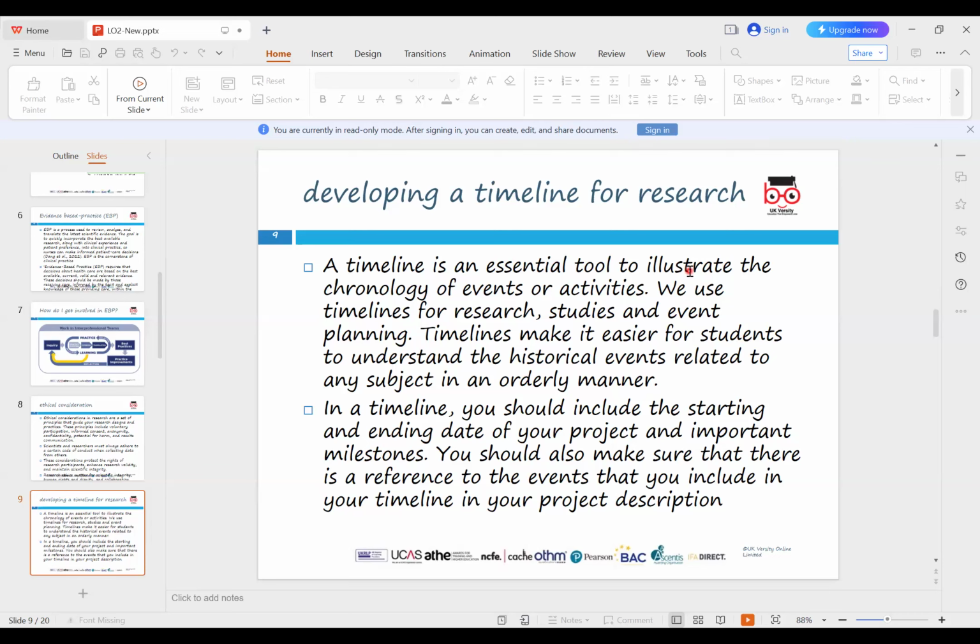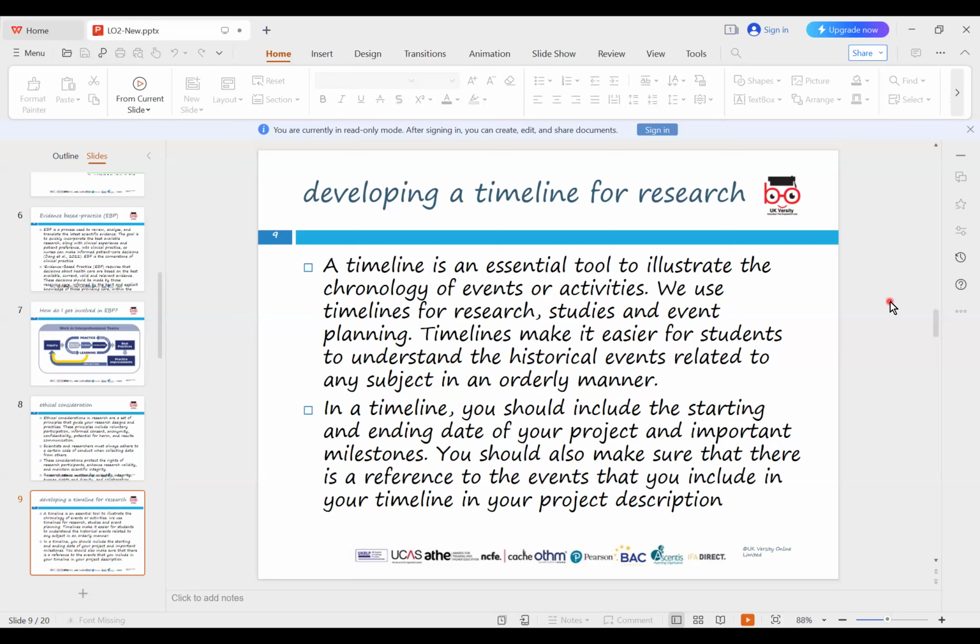And then there's a timeline, an essential tool. So you need to have a timeline. When does your research project get approved? What time are you anticipating? That timeline can be changed, but it's highly recommended that it's not changed and it remains the same throughout your research project. And these timelines would make it easier for students to understand what events are taking place in a timely manner. So you need to know your starting and your end date of your project. It's important that these milestones are achieved.